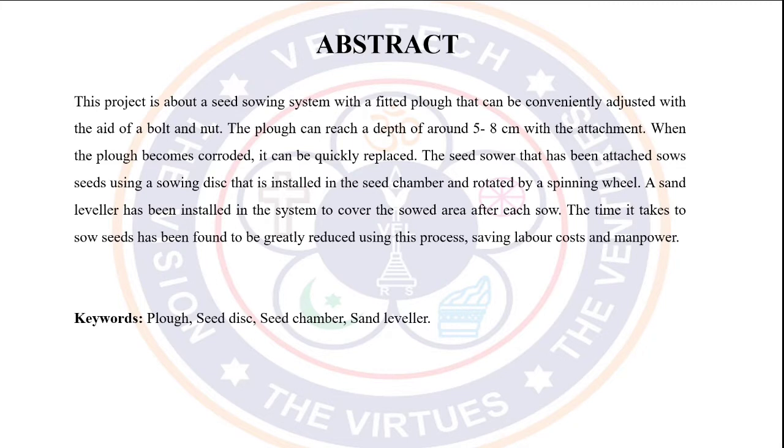The seed sower that has been attached sows seeds using a sowing disc that is installed in the seed chamber and rotated by a spinning wheel. A sand leveler has been installed in the system to cover the sowed area after each sow. The time it takes to sow seeds has been found to be greatly reduced using this process, saving labor costs and manpower. Keywords: plow, seed disc, seed chamber, sand leveler.